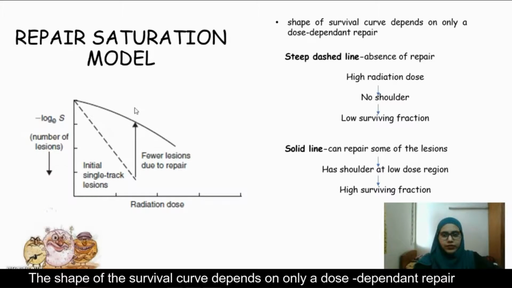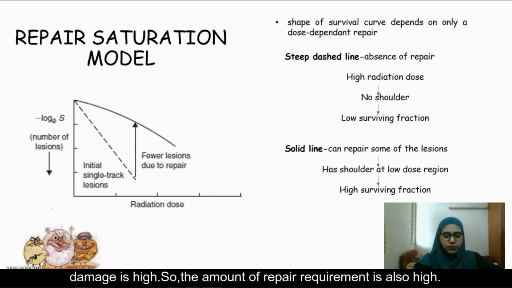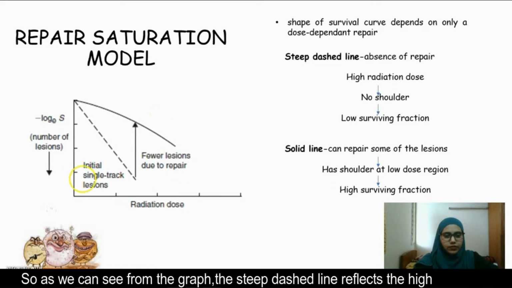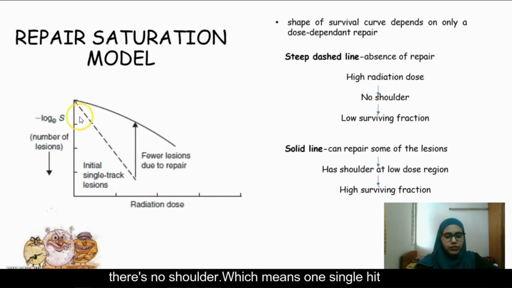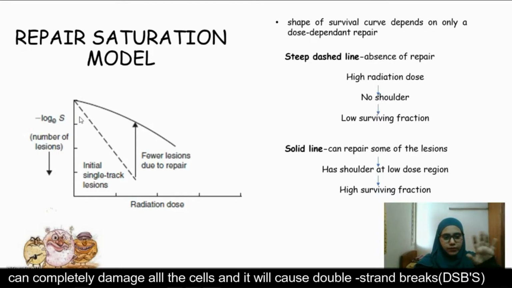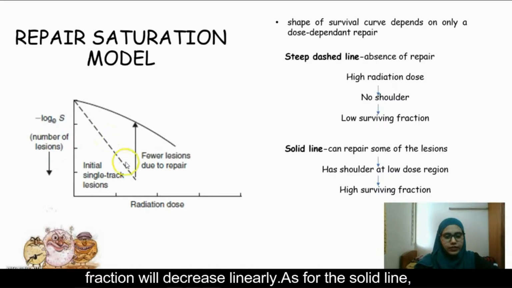The shape of the survival curve depends only on a dose-dependent repair, which means as the radiation dose is high, the amount of cell damage is high, so the amount of repair required is also high. As we can see here in the graph, the steep dashed line reflects the high LET radiation. There is no shoulder, which means one single hit can completely damage the cell and cause a double strand break. That's why as the radiation dose increases, the surviving fraction will decrease linearly.